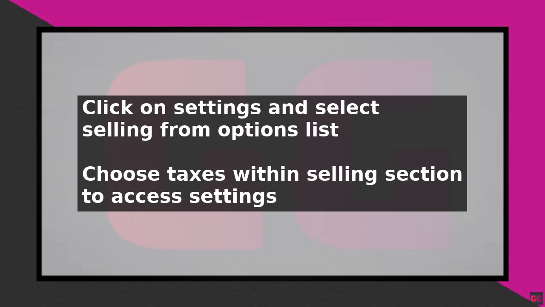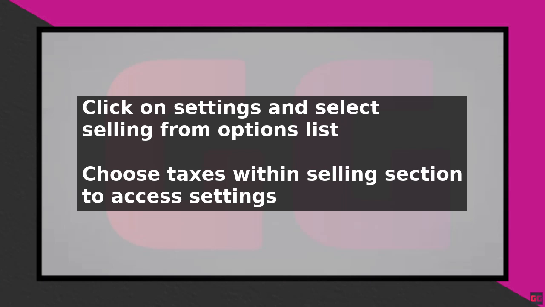Click on Settings, and then select Selling from the list of options, which includes website, domain, email, selling, brand, marketing, third-party tools, permissions and ownership, billing, and developer tools.